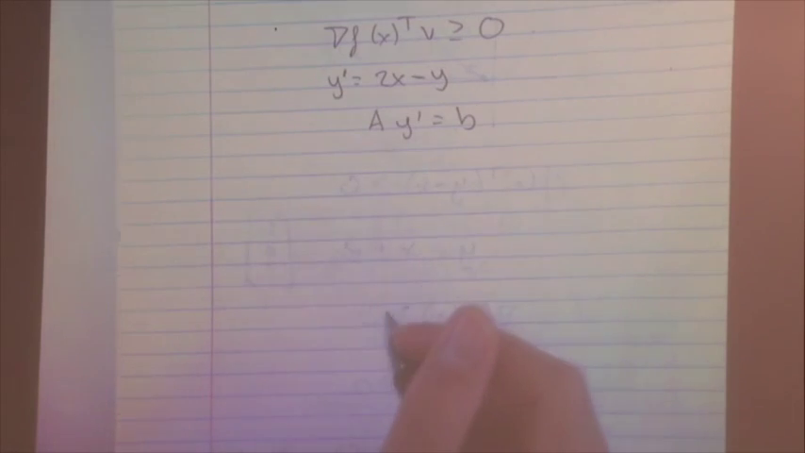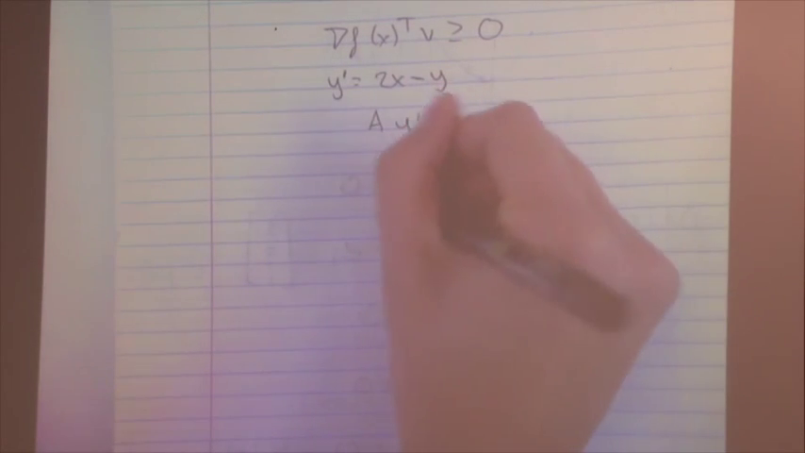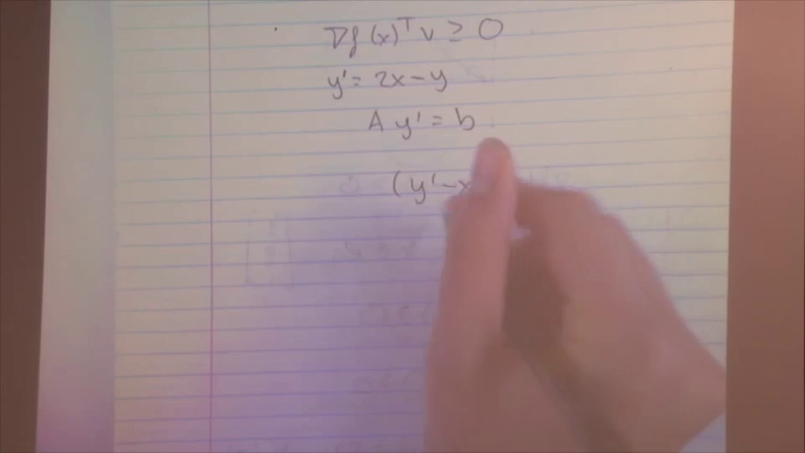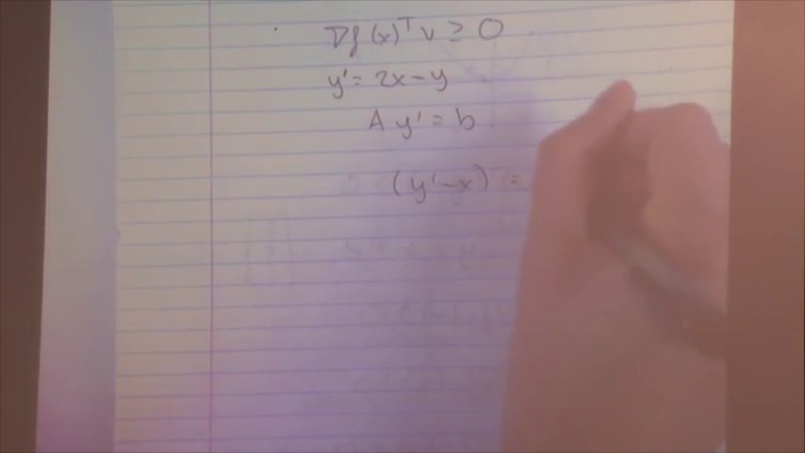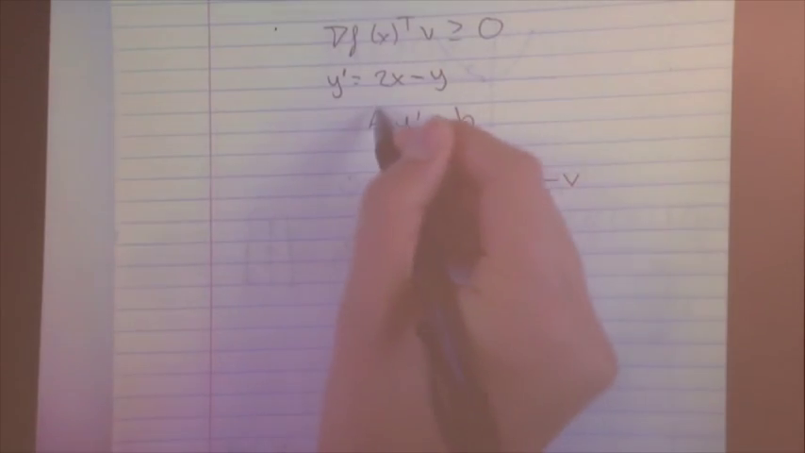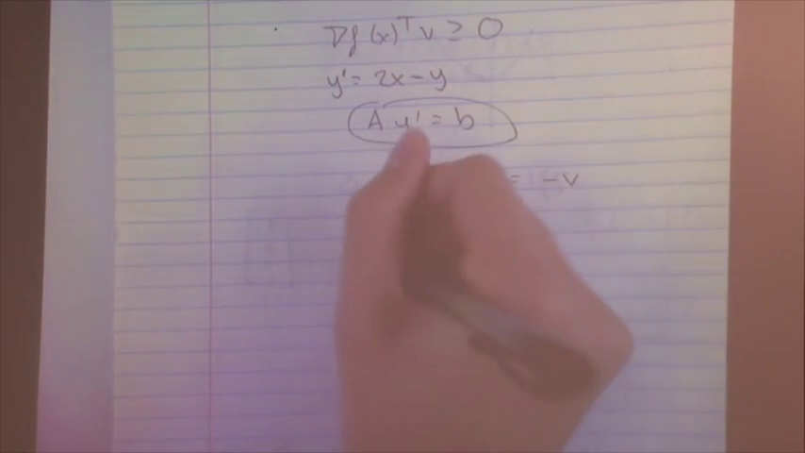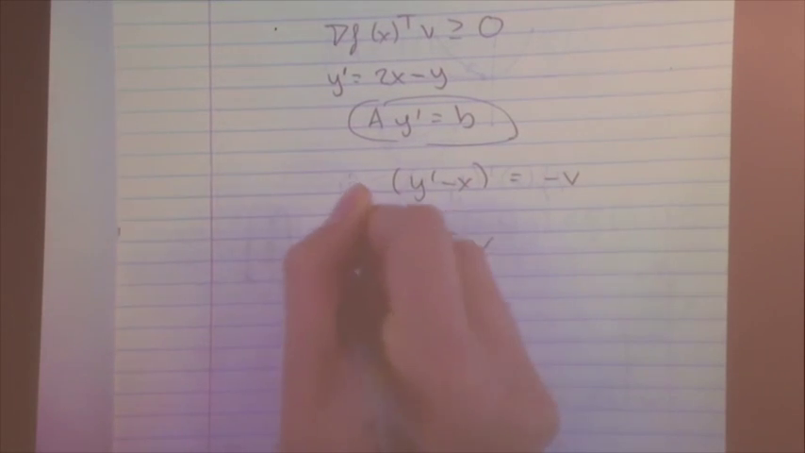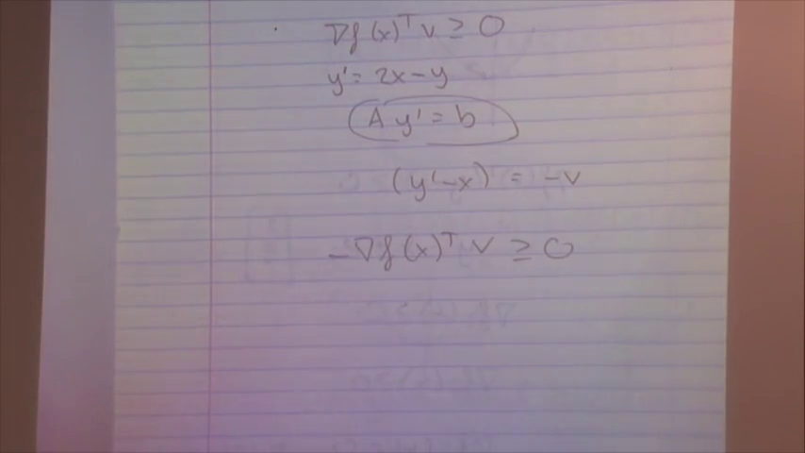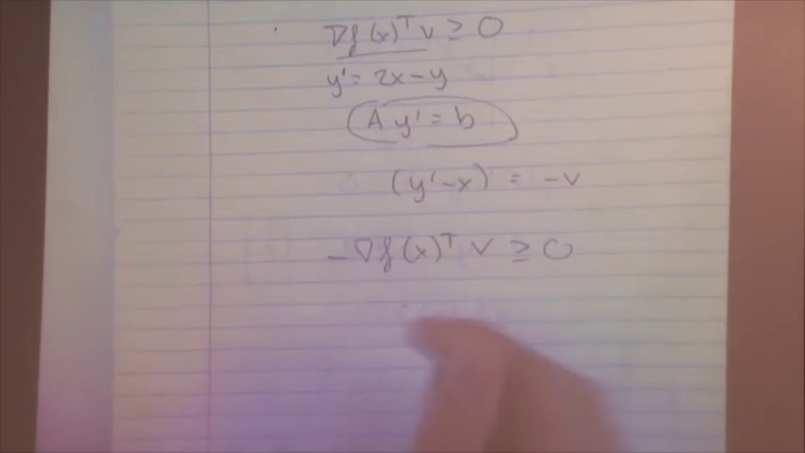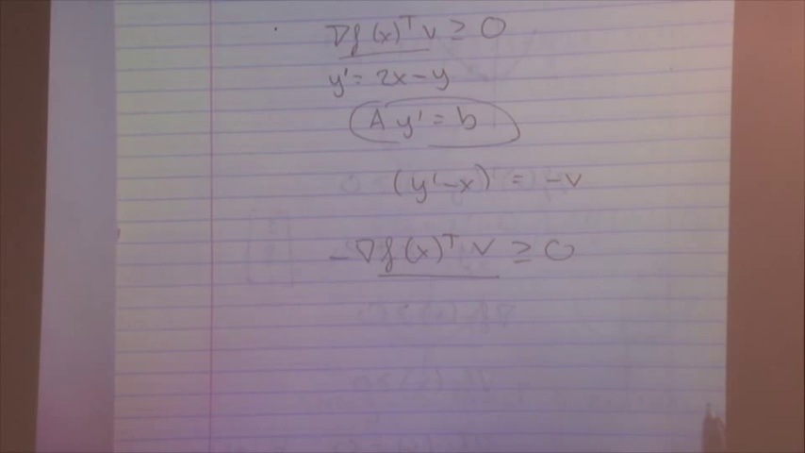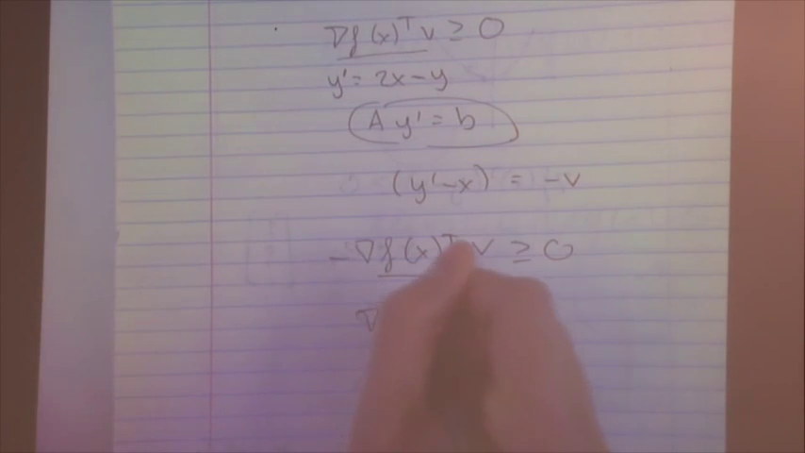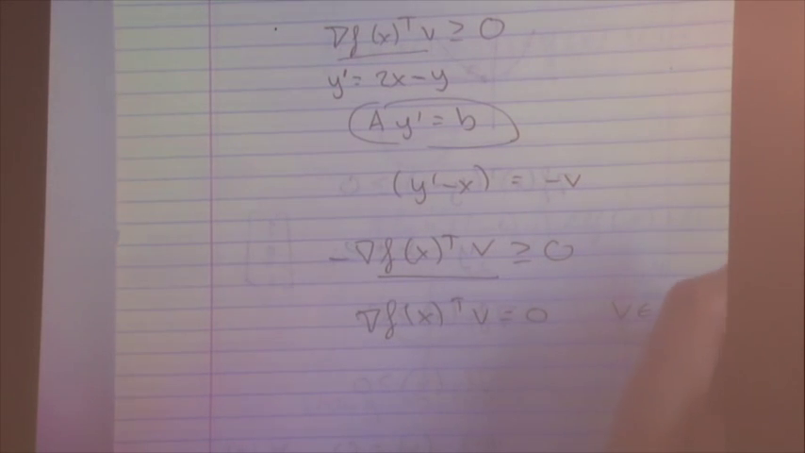So notice that y prime minus x is actually equal to negative v. And because this is still satisfied, we actually have the following: it has to be greater than or equal to 0. So both this quantity and the negative of that quantity have to be greater than or equal to 0. What does that mean? It means that it's 0 for all v in the null space of A.